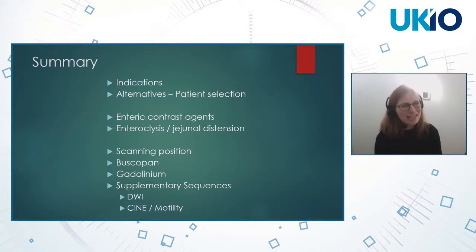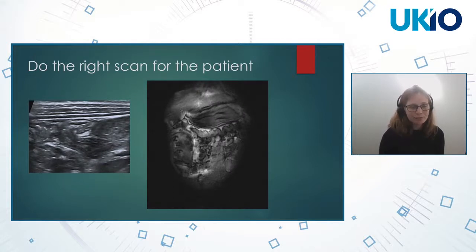Okay, so in summary, we've been through the indications for MR enterography and the alternatives, selecting the right study for the patient. We've talked about different contrast agents available, how to improve your jejunal distension, and then how to optimize your scanning position, so whether you do prone or supine, if you should be giving buscopan or gadolinium, and some supplementary sequences which are available. And really the key is doing the right scan for the right patient. And these are patients who come back repeatedly for multiple studies every year.